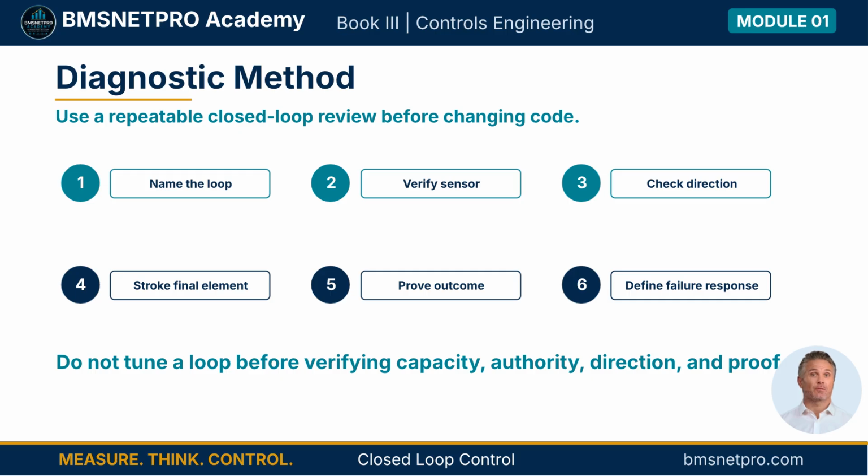Before changing a program, use a structured review. Name the loop, verify the sensor, check the direction of action, stroke or command the final control element in a controlled way. Prove the physical outcome. Then define what happens when the output reaches a limit or proof is lost. This is the professional difference between tuning and guessing. If the valve does not move, tuning will not help. If the sensor is wrong, tuning will chase a false value. If capacity is missing, tuning only hides the real issue for a short time.